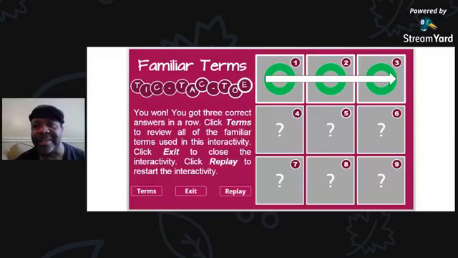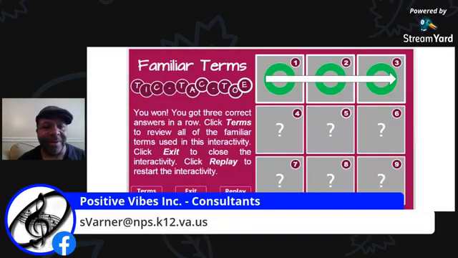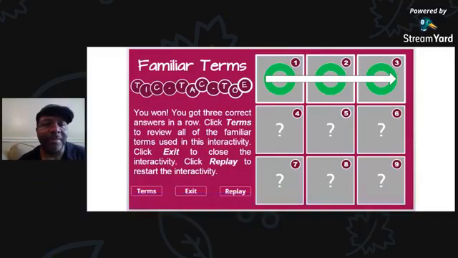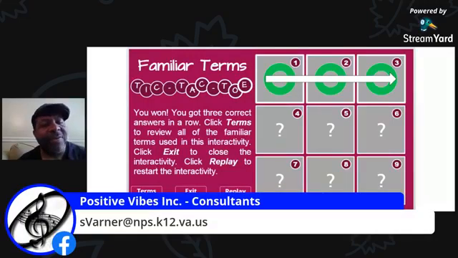sVarner at nps.k12.va.us. So let me type it into the chat, okay? So that would be sVarner. I'm typing at nps.k12.va.us. And so pop into the chat. I'll show it. There you go. That's the email address. All right. sVarner at nps.k12.va.us.